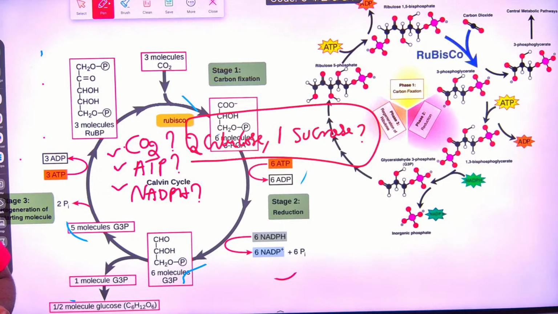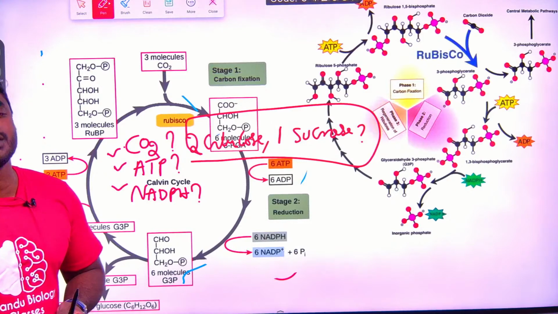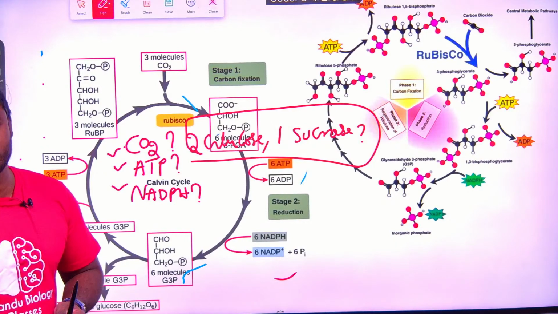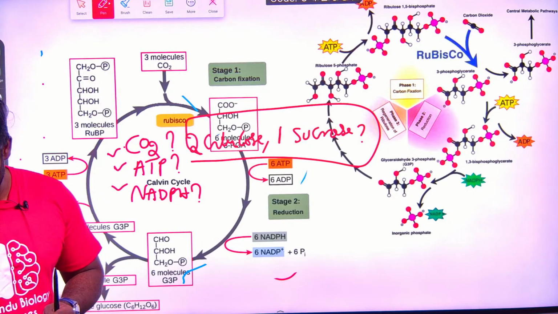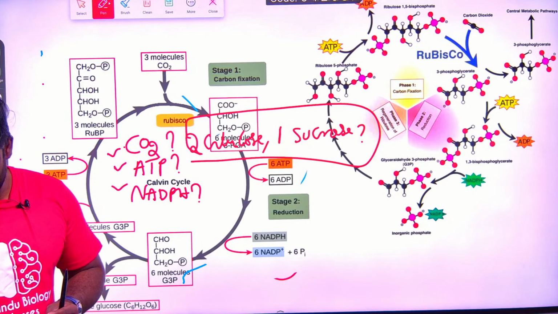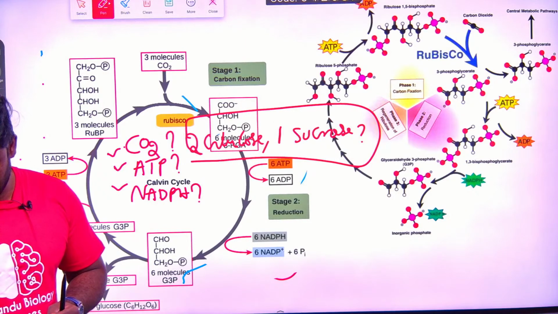Done. Tell. For 2 molecules of glucose, 12 CO2, 36 ATP, 24 NADH. Okay. Next for sucrose. Glucose plus glucose. Sucrose, glucose plus fructose. Same. For sucrose, 24 CO2, 72 ATP, 48 NADH. Okay. Others?